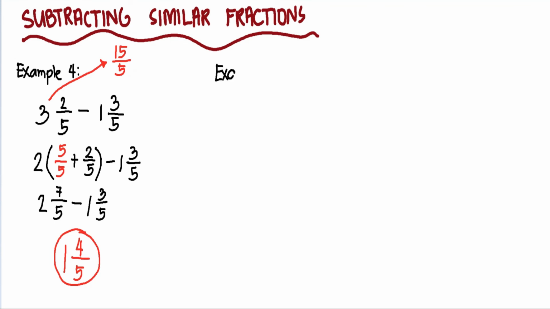It is quite confusing, right? But if you really practice and practice and practice, you will find it very easy. Okay? Let us try another example. 7 and 5 over 15 minus 3 and 9 over 15.